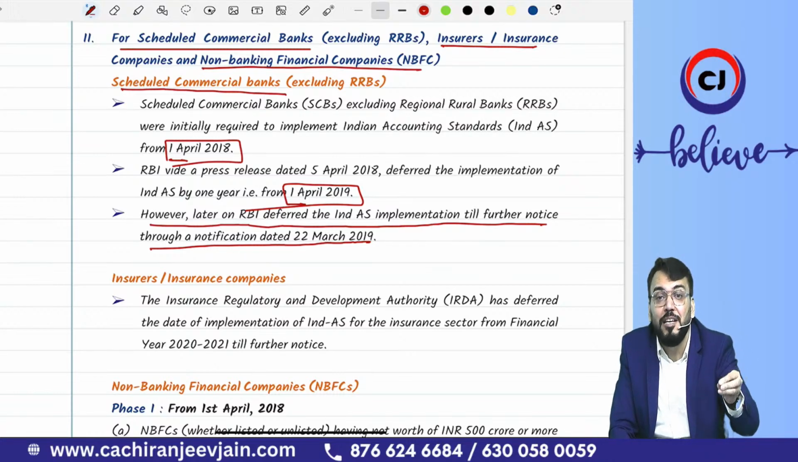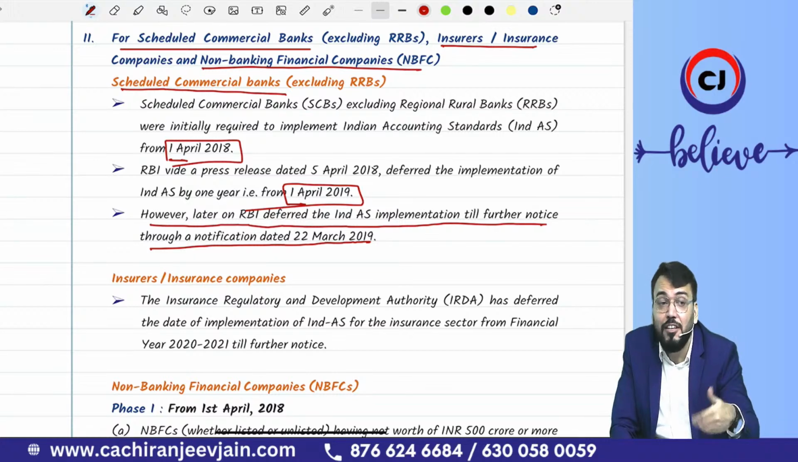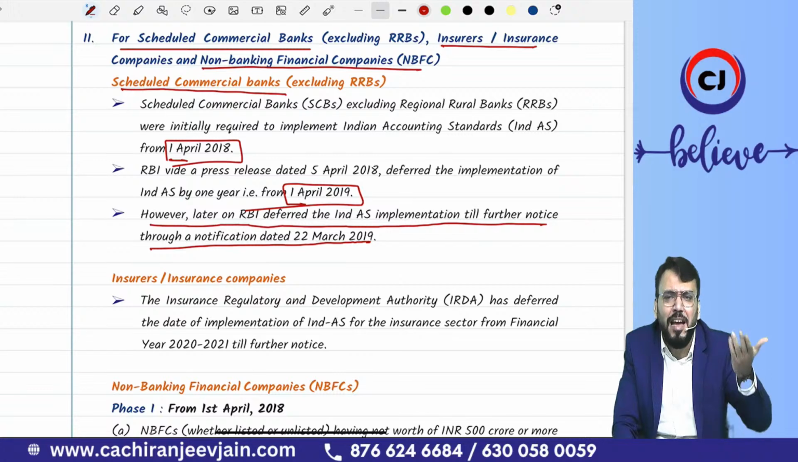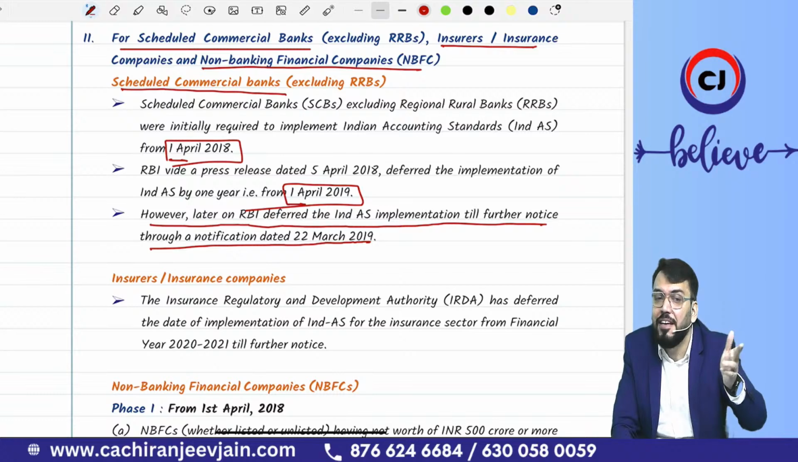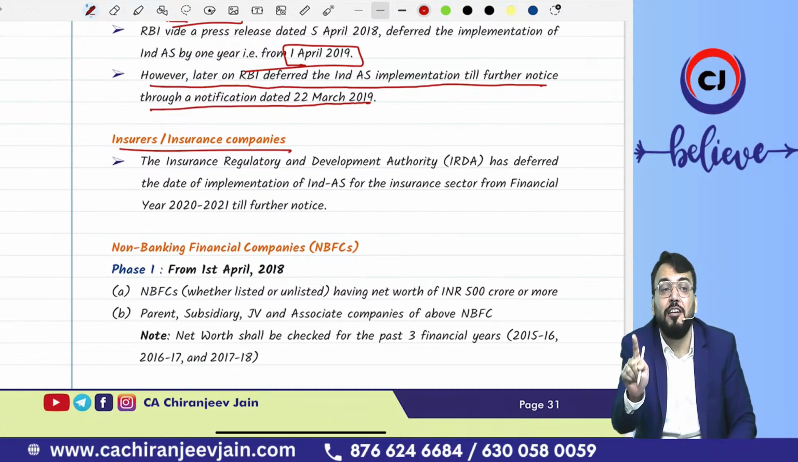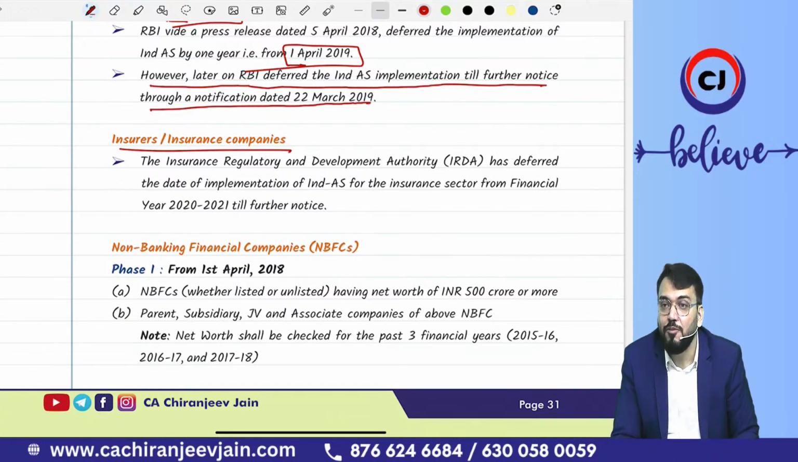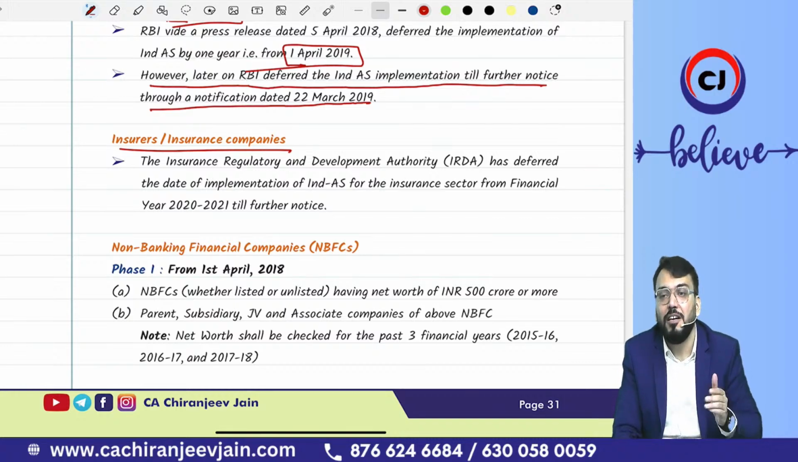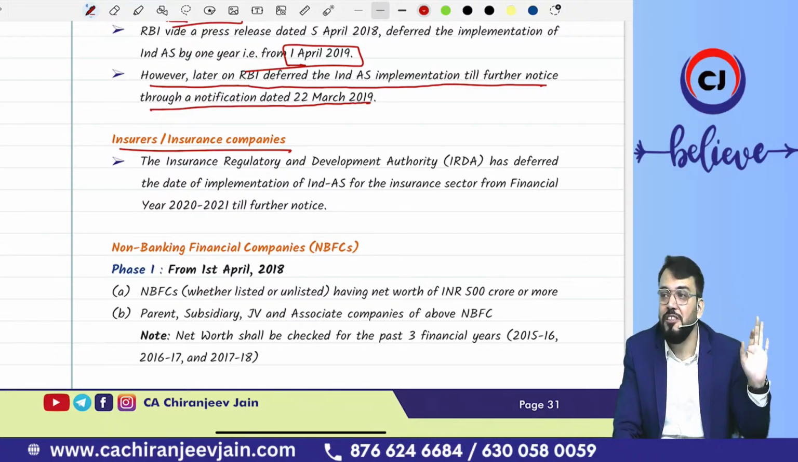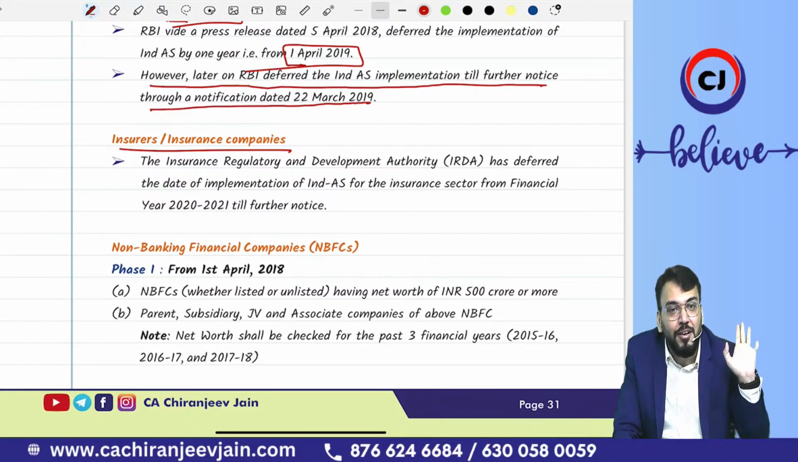So if Ind AS is not applicable to banking companies, it means right now what will be applicable? AS will be applicable, but I hope you know that for banking companies, normally we follow the rules and regulations given by RBI and the Banking Regulation Act. Same thing happened with insurance companies. The initial date was 1st April 2019, but through one notification, they said that it will be deferred for the time being, because IRDA was not yet prepared. They were not ready for the implementation of Ind AS.